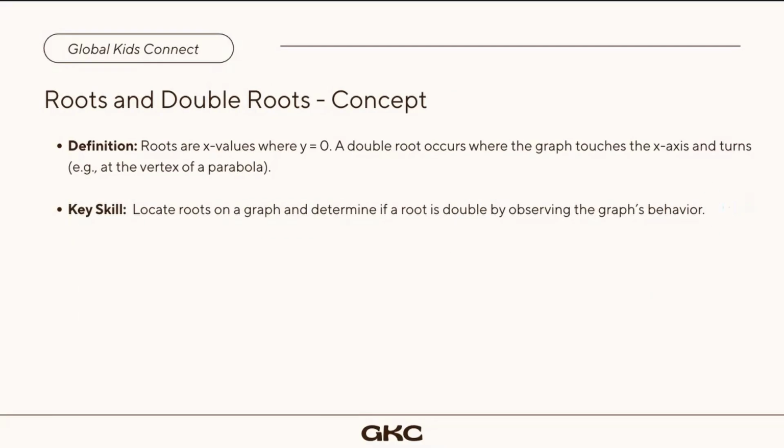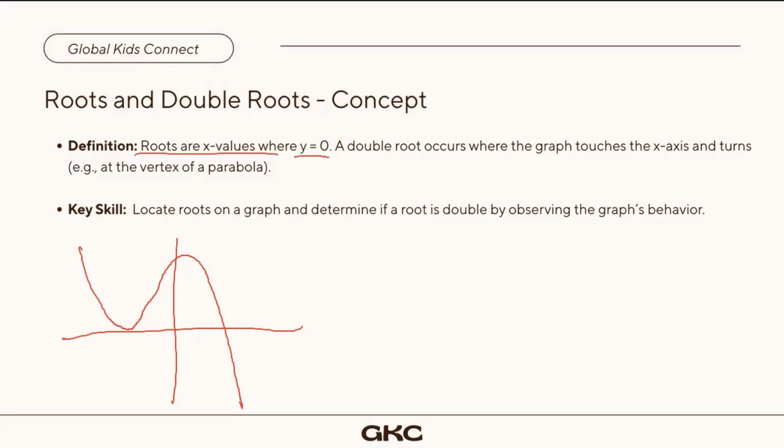Our next concept is roots and double roots. Roots are x values where the y is equal to 0, and a double root occurs when the graph touches the x-axis and turns, for example, at the vertex of a parabola. Some of you might be a bit confused, but if we draw a graph, any graph, let's say we have a graph that goes like this. From here, we can say that the graph has roots where y is 0, right?